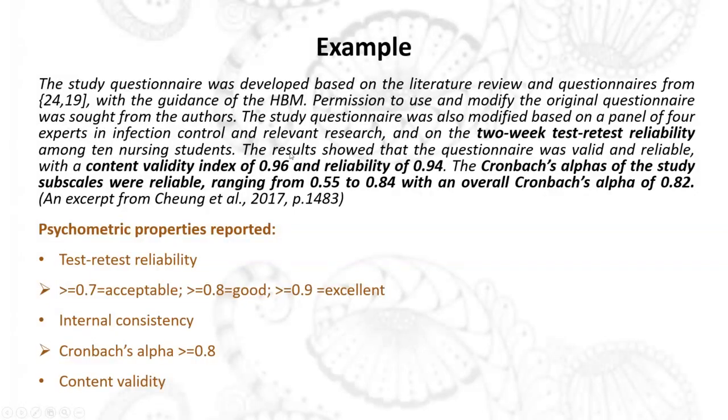So what's next? The results. It tells you the results show that the questionnaire was valid and reliable. On what ground? You need to ask yourself. The author said the questionnaire was valid and reliable. Then you need to ask why. Is there any objective evidence? Yes, because it tells the content validity index of 0.96. It's a very high index, near 1. So it indicates good CVI, good content validity, and also the reliability of 0.94.